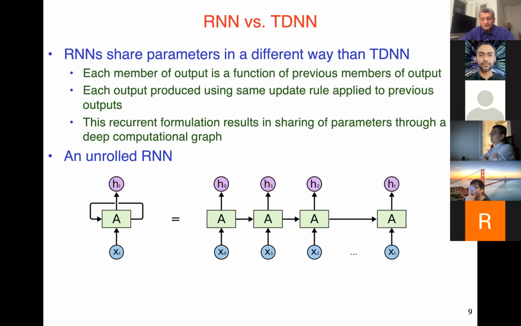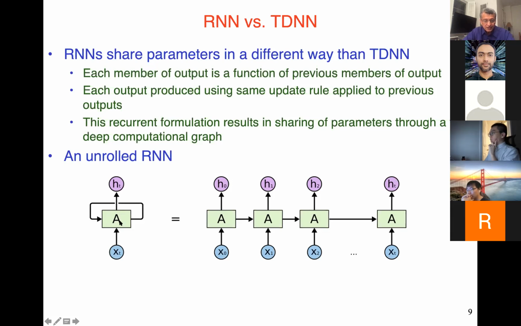The recurrent neural network, which forms the basis for the most important model in this series of methods, or the earliest one, I should say, shares parameters in a different way than time delay neural networks. So each member of an output is a function of previous members of output. All right. So we can think of a network that is dependent on time like this. We have an input x_t, output h_t. We denoted h as hidden. It could be input to another layer. So an input x gets processed into an output h.